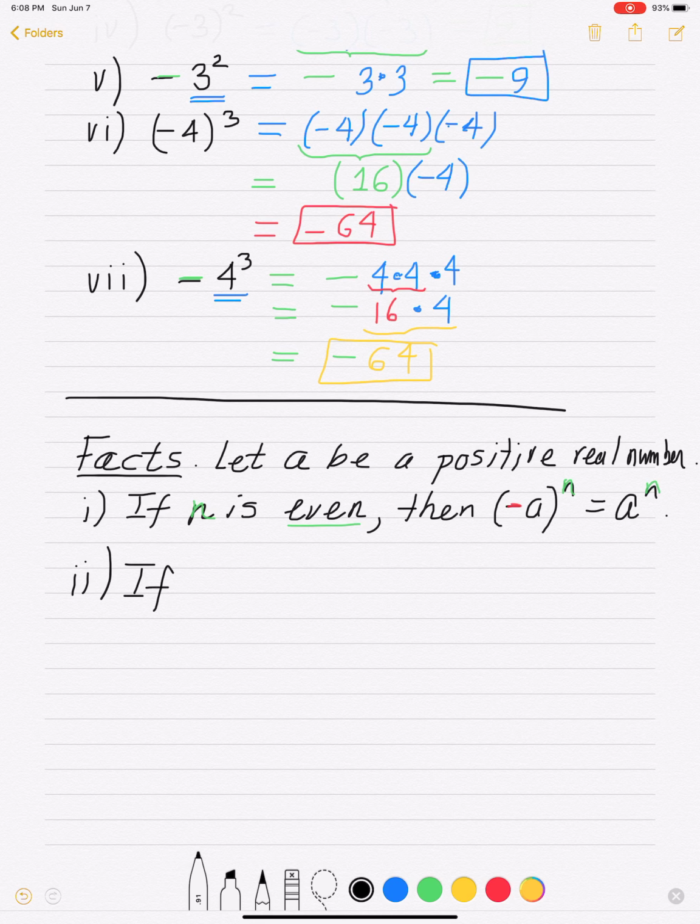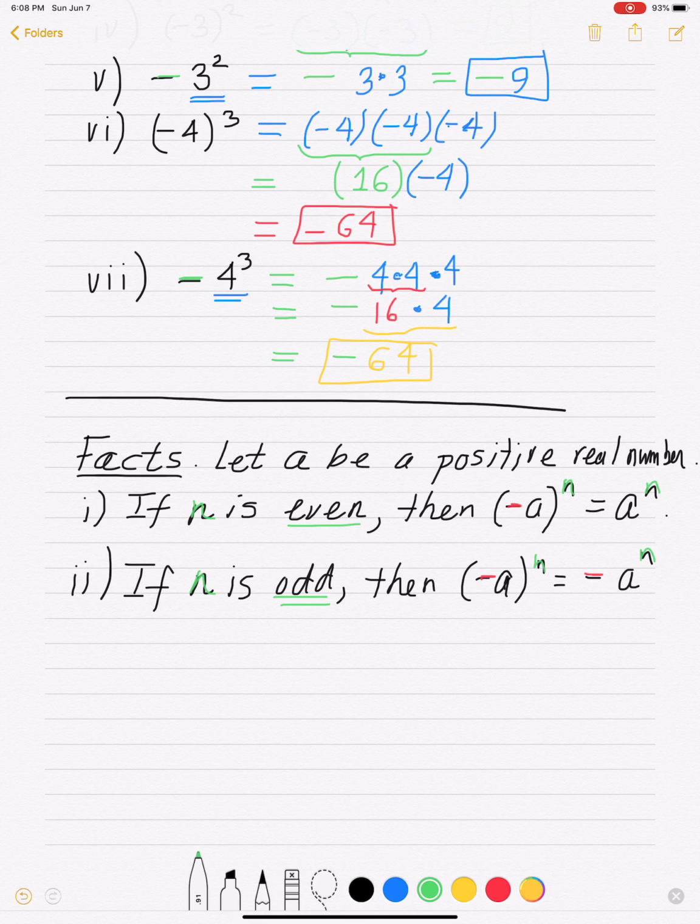Here's another situation. What happens when you have an odd power? If n is odd, then what happens when you have (negative a) to the n power? Well, the odd power n does not kill off the negative. It allows you to basically extract the negative. So you can pull the negative out and just say negative a to the n power. So (negative a) to the n power is the same as negative a to the n power.